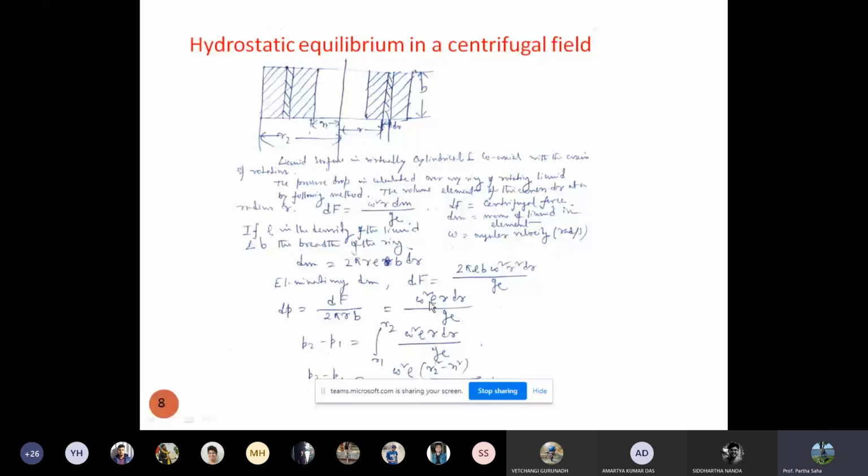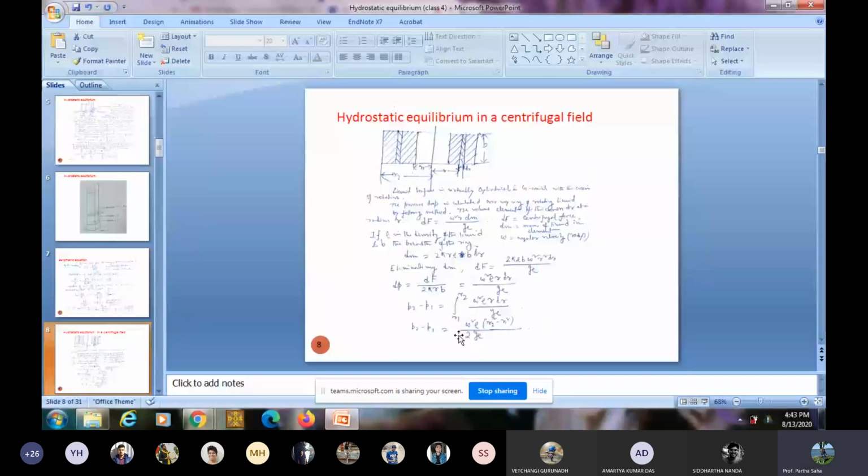Again, you just integrate within two limits, r1 and r2, because here we are considering r1 and r2 in the radial direction, and P1 and P2 are the corresponding pressures. So this expression will become P2 minus P1 equals omega square rho (R2 square minus R1 square) by 2 gc. Again, gc is not required if you are using SI. The simple term will be omega square rho (R2 square minus R1 square) by 2. This is how you calculate hydrostatic equilibrium in a centrifugal fluid.